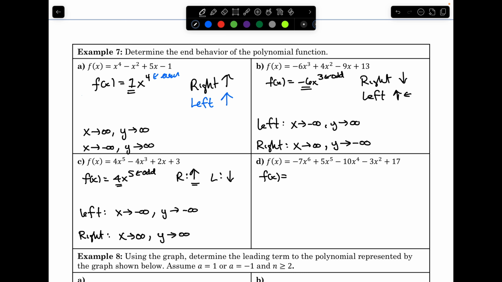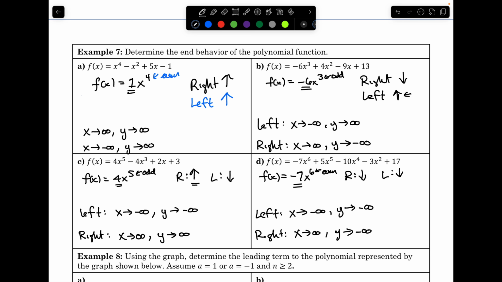And then finally the last one, negative 7x to the 6th power. Since this number is negative, that means that the right side is moving downwards. And since the degree of this term is an even number, the left side is going to move the same direction as the right, so also downwards. So in arrow notation, the left side is when x approaches negative infinity, the right side is when x approaches positive infinity. We can now determine what's happening to the y values. The y values are both decreasing, so they're both going towards negative infinity. So again, they're both pointing downwards.